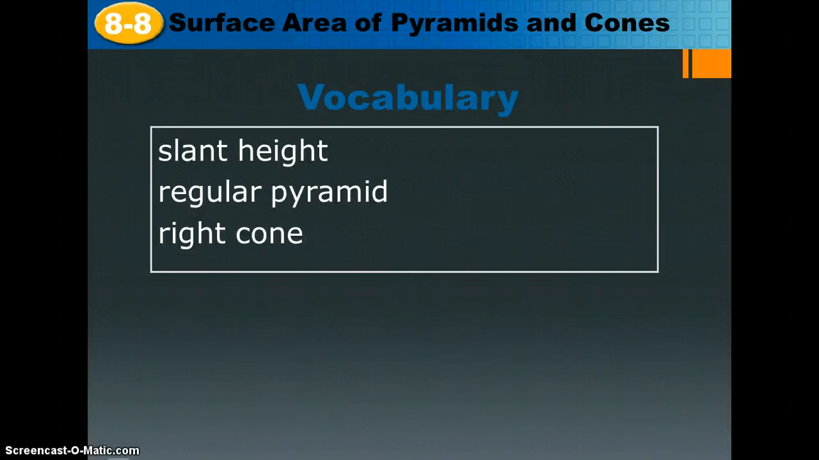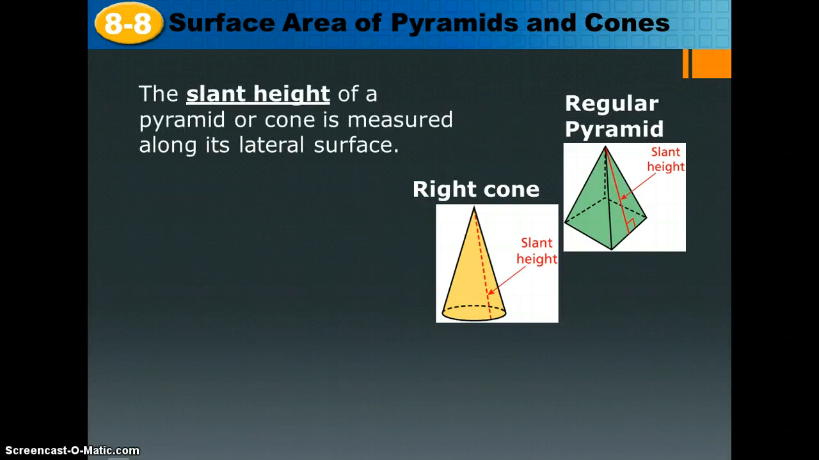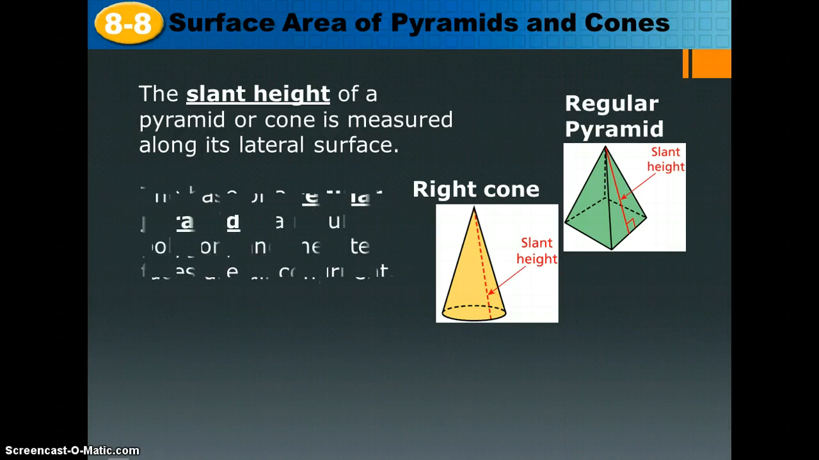In order to find the surface area of pyramids and cones, it's helpful to know the definition of slant height and also to be able to identify the shapes that we'll be dealing with, which are a regular pyramid and a right cone. If you notice on the shape, the slant height is the diagonal distance from the bottom edge to the peak of the shape. And the slant height of a pyramid or cone is measured along its lateral surface. So the lateral surface is just the surface of the sides or faces of the cone or pyramid.